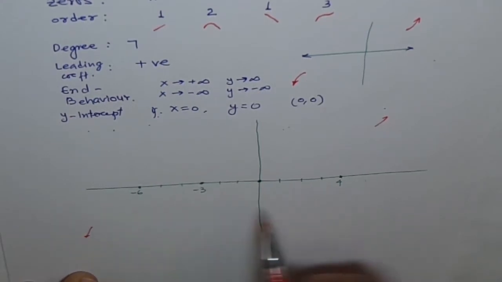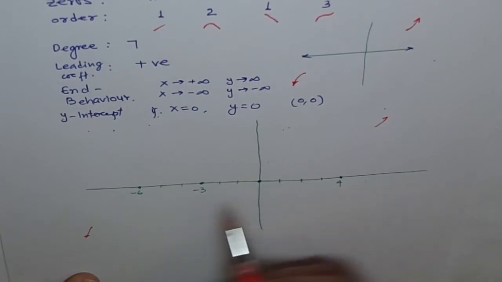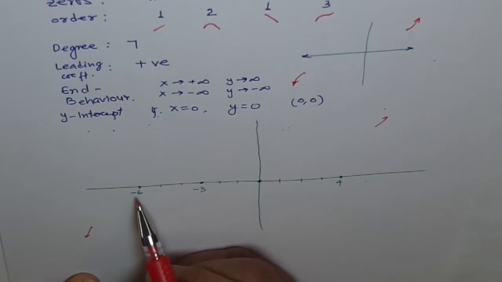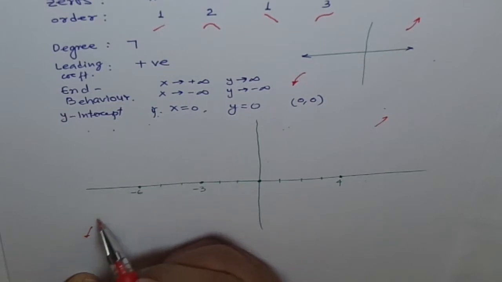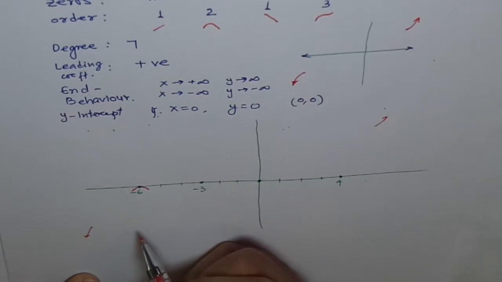And on these zeros, what is the order or multiplicity of the zero at minus 6? At minus 6, it is square, right? The factor is x plus 6 to the power of 2. So here, if we are coming from this side, then it should turn. This is minus 6, correct?